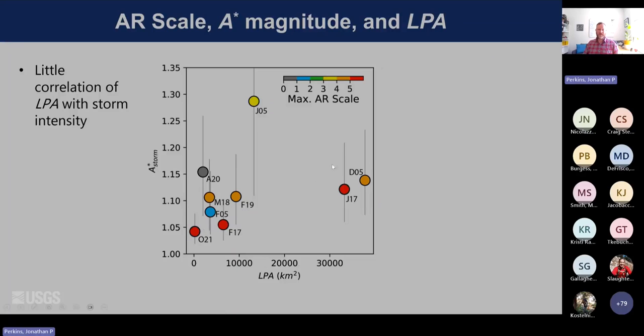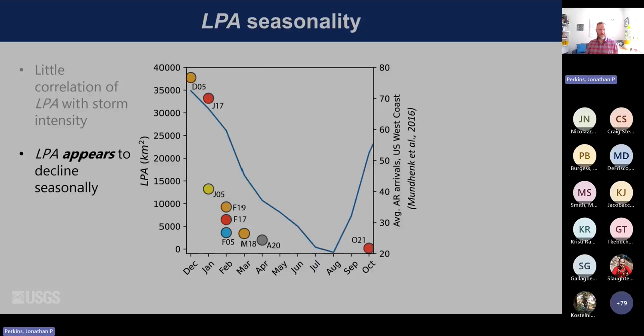We also see that the largest events do correspond to large, strong atmospheric rivers, AR4s and AR5s, but some of the smallest events were also AR5s and AR4s, right? So there's not much predictability from just looking at the AR scale alone, whether it's going to be a hazardous or just a beneficial event. That's quite interesting, but some more patterns emerge when you look at the seasonality of landslide potential area. Here landslide potential area is on the y-axis, and on the x-axis is the time of year in which those storms occurred, right?